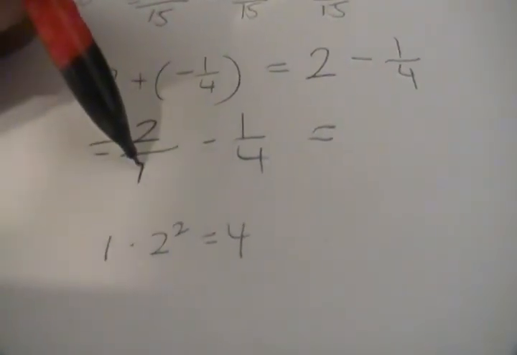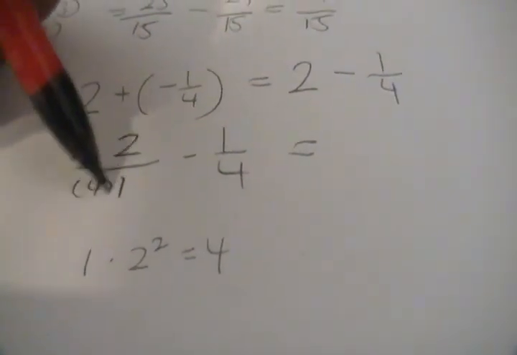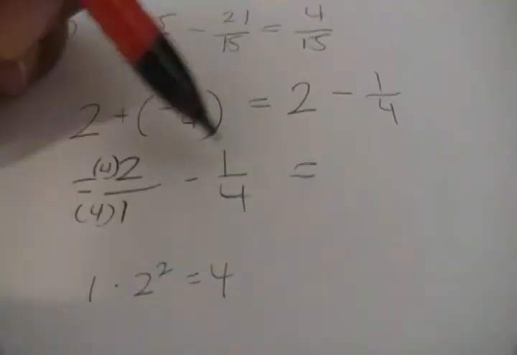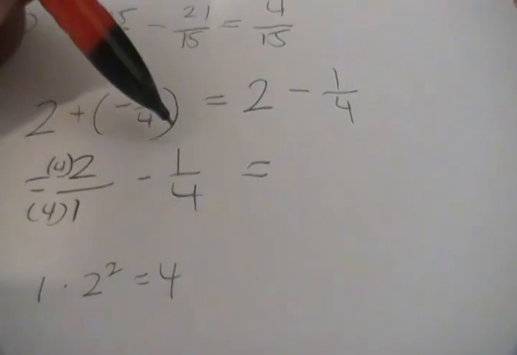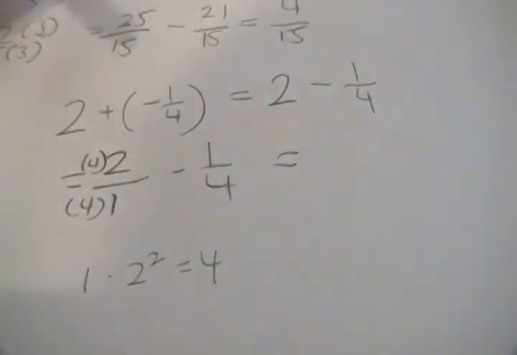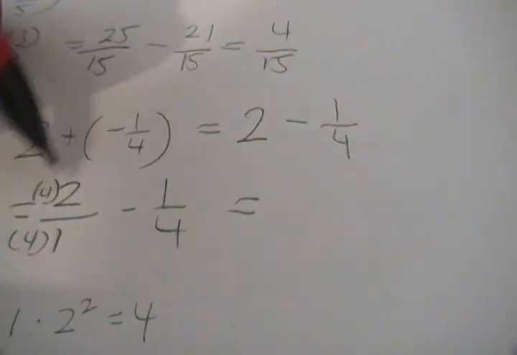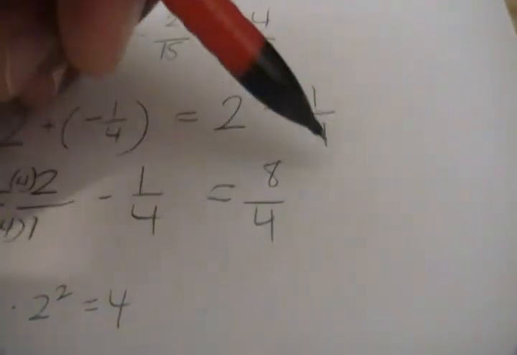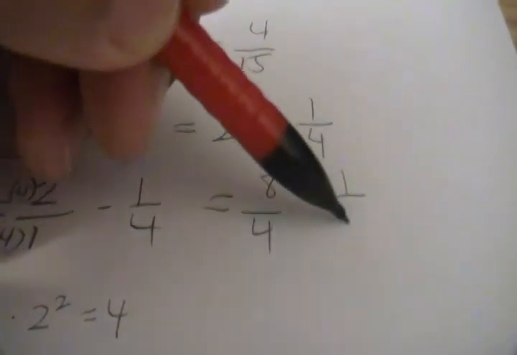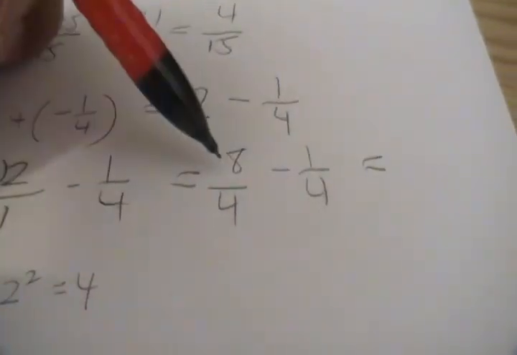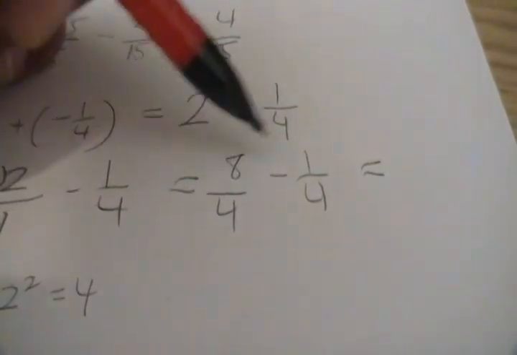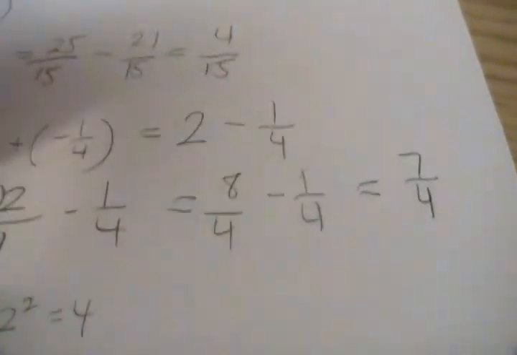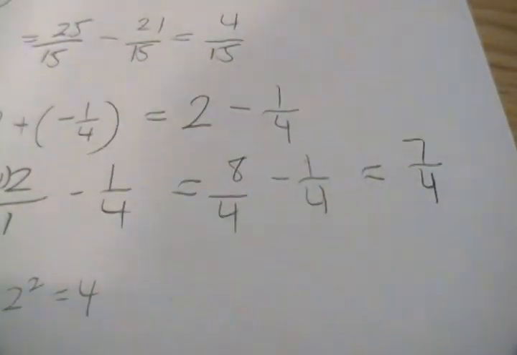So to make 1 into 4, we have to multiply by 4. So multiply the top also by 4. And over here, we can just leave it alone because we already have 4 as the LCD. So we get 4 times 2, which is 8 over 4, minus 1 over 4. Now we can subtract the numerators. 8 minus 1 is equal to 7 over 4. And that's how you do it.